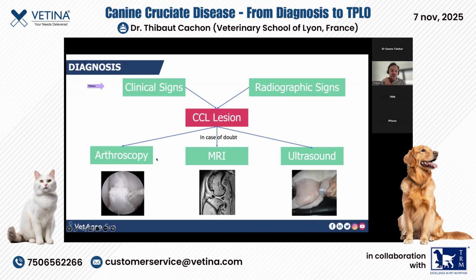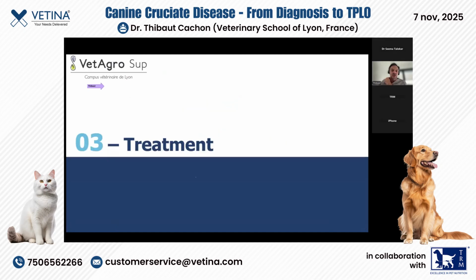Of course, MRI is still the gold standard in the human field, but not so available in the vet field. And in my practice, I prefer arthroscopy to confirm the lesion. So I go to arthroscopy, and if there is any lesion, I do the treatment of the cruciate at the time of arthroscopy. So my favorite secondary exam is arthroscopy, to be sure of the diagnosis of cruciate disease.